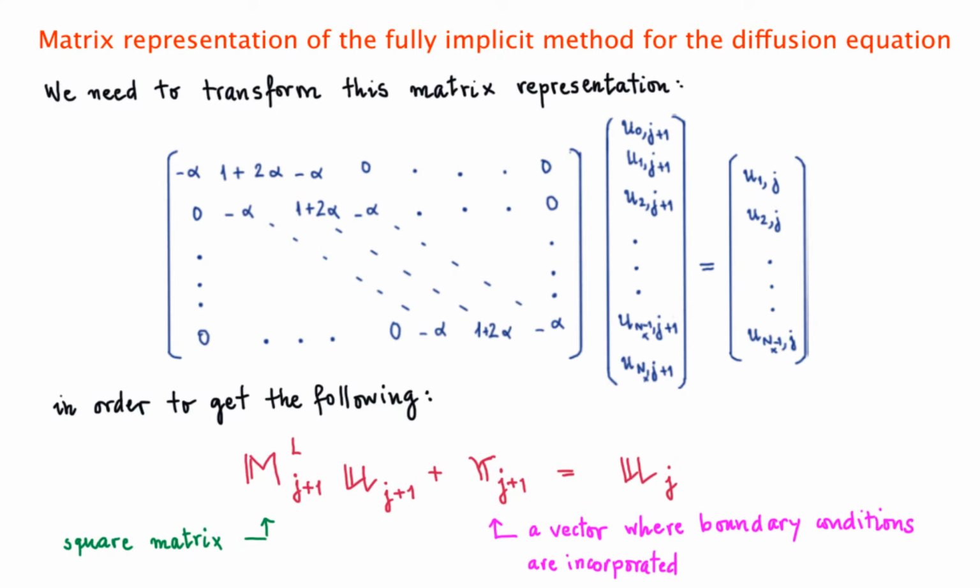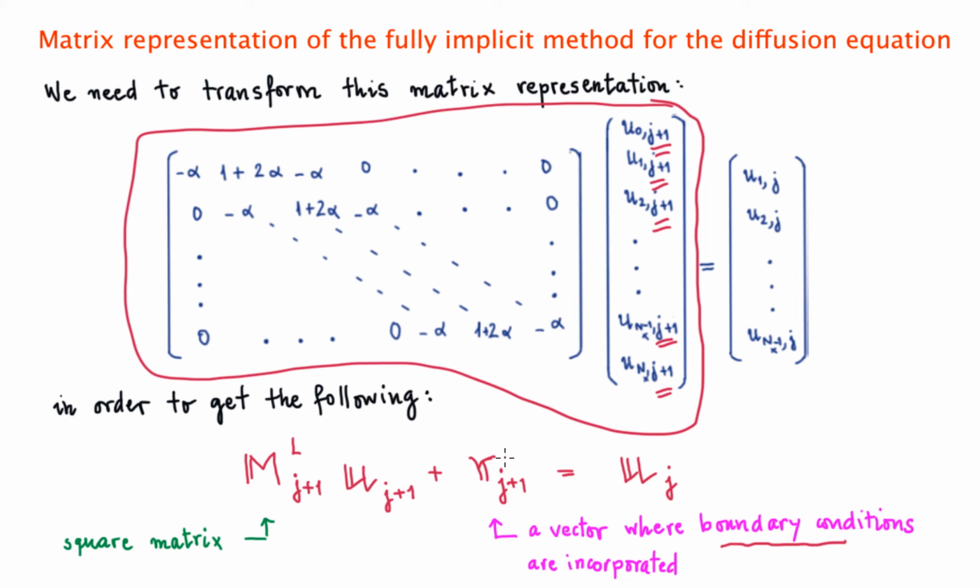So the idea will be to transform this matrix representation into the following one, where this M is going to be a square matrix, plus another column, and this column is going to incorporate information on the boundary conditions. How we are going to do that is what we are going to do next. And of course, it's going to depend on the boundary conditions. We are going to analyze two different cases: the case where we have Dirichlet boundary conditions, and the case where we have Neumann boundary conditions.